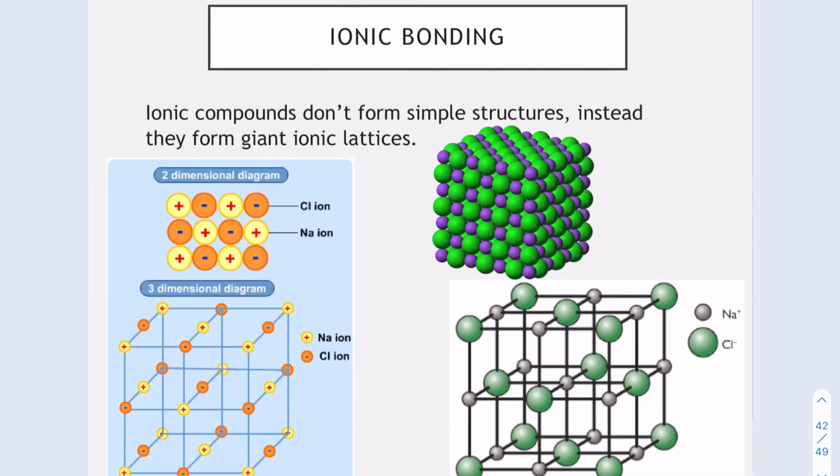Ionic bonds don't form simple structures, instead they form giant lattices like we've got in the diagrams here. It's like huge structures where there's lots and lots of atoms joined together to make big structures.